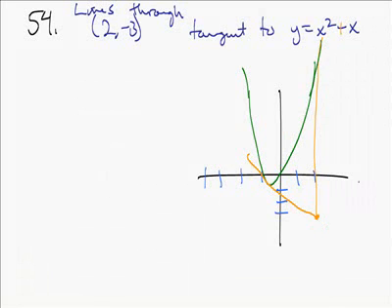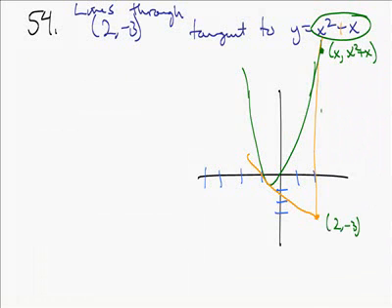Well, how are we going to find those points? Well, let's suppose we have some point up here. This is going to be some (x, y). What's y? Well, it's x squared plus x. So we're going to have a line going from (2, -3) to the point (x, x squared plus x).